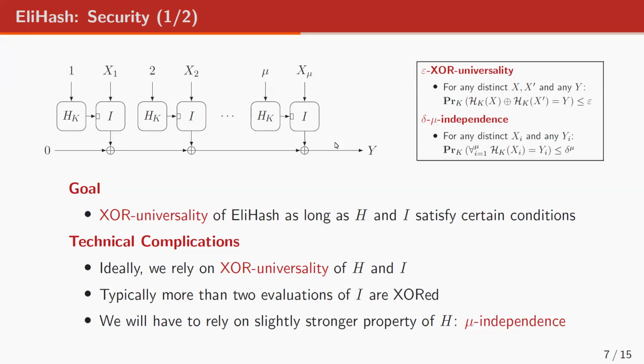So in H, we require a stronger property, which is mu independence, which roughly means that if you take any distinct xi and yi, mu of them, so mu xi's and mu yi's, the probability that if you take a key, H of xi goes to yi for all values, is at most delta to the power mu. So this is the delta independence of the universal hash function. It's a stronger property, and we use this one for H. It sounds like a strong property, but the fact that we use a small counter space of 1 to mu kind of helps, and it makes sure that the instantiation later on works.